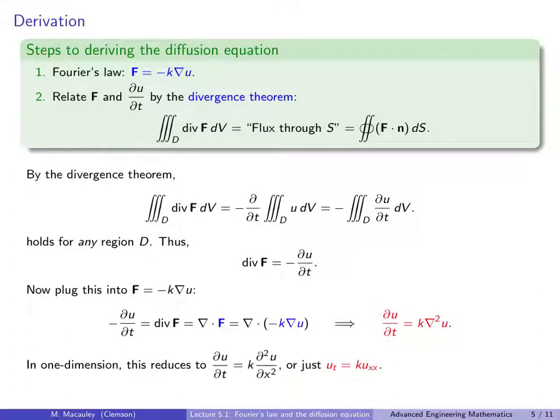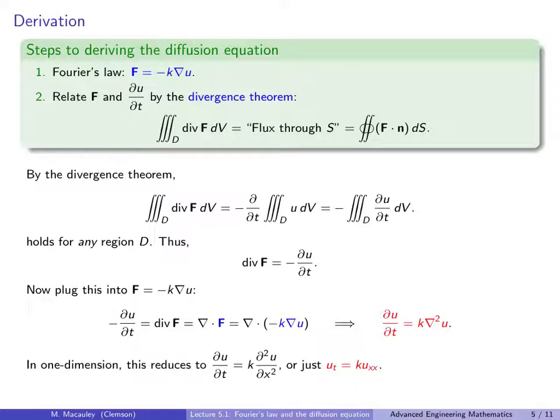Notice that in one spatial dimension, this PDE reduces down to the following. du/dt equals k times d squared u over dx squared, or I'll usually write this as u_t equals k u_xx, just because that's simpler.